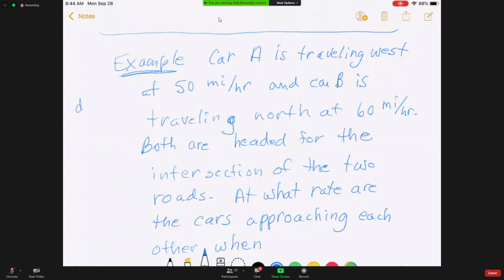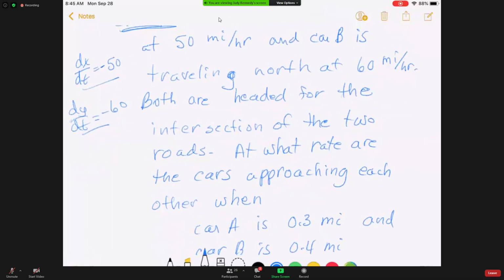So it says dx/dt. I'm not going to worry about units right now. It's 50, and, okay, because we're talking about the distance from car A to the intersection, the distance from car B to the intersection, and the distance between the two cars. These are all decreasing, so these are negative quantities. dy/dt is minus 60. Okay.